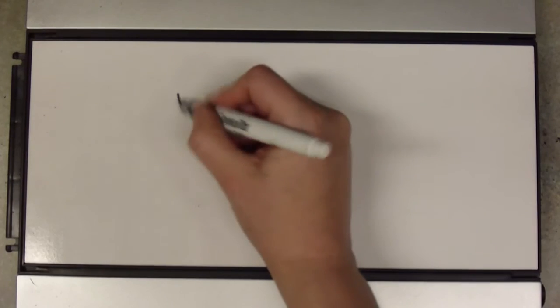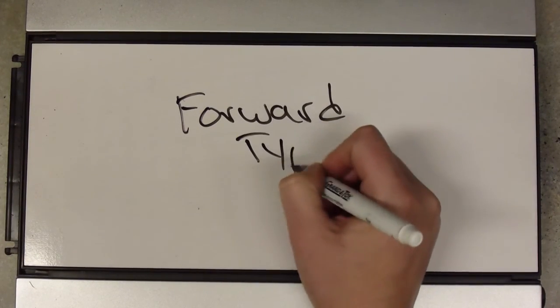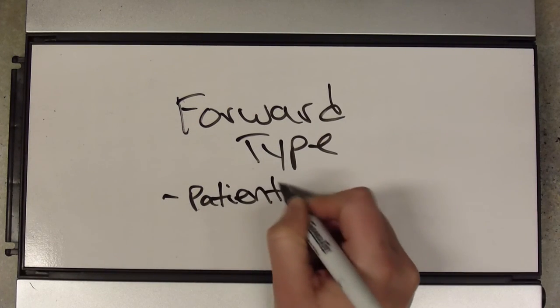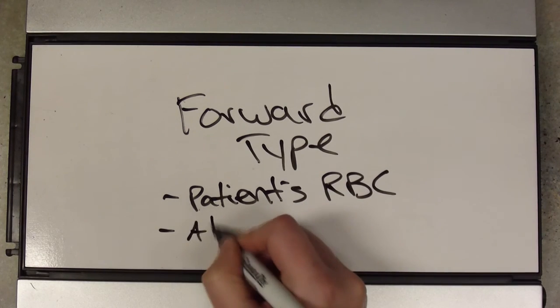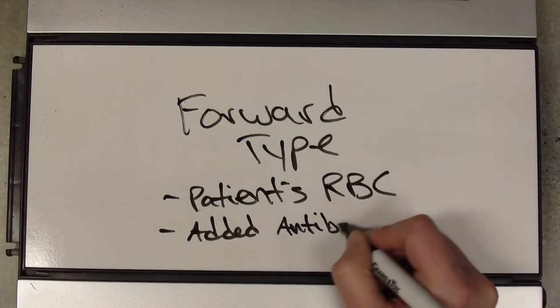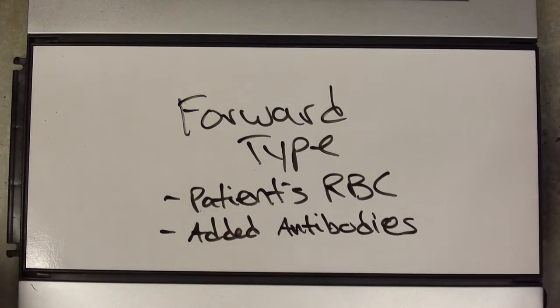This is what we call the forward type. So to summarize, forward type uses the patient's red blood cells and added antibodies. Got it? Now let's talk about the reverse type.